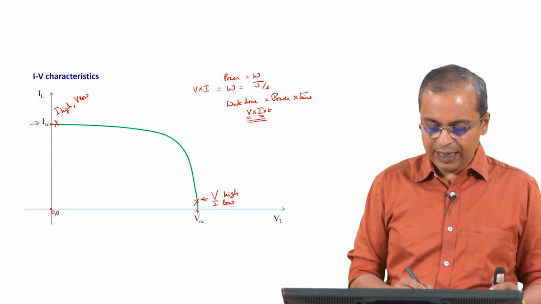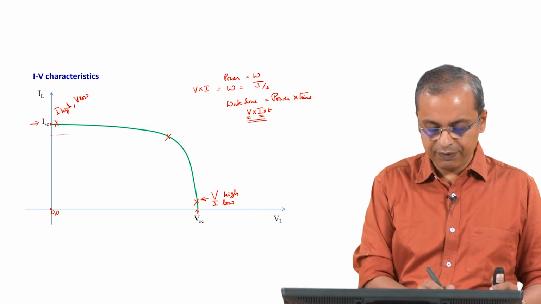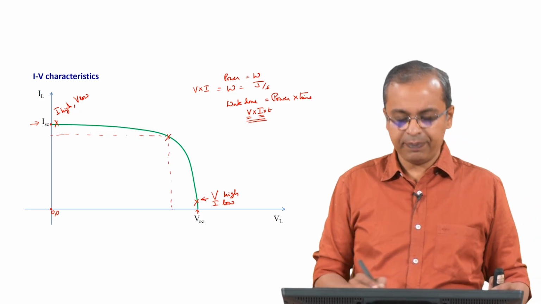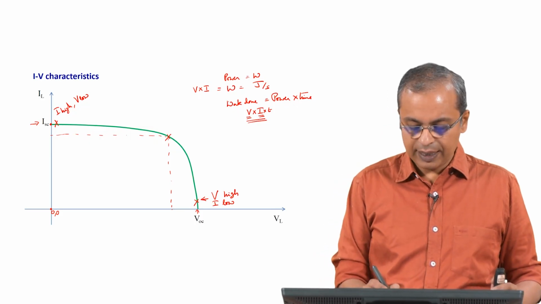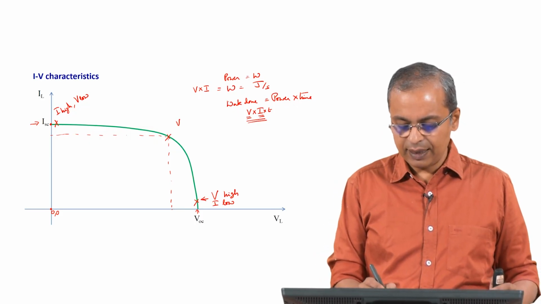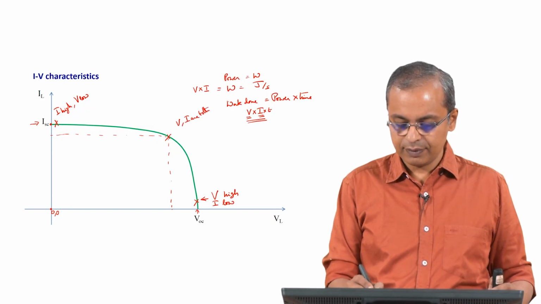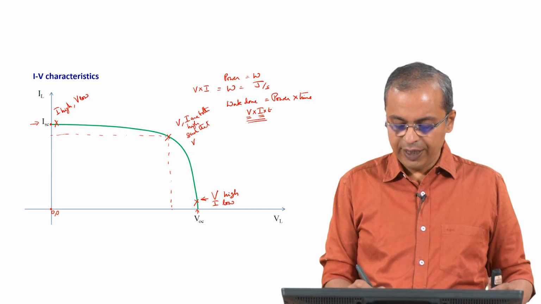If you do all the calculation, you will find that there is some point here. If you go through all the different possible combinations of V and I and optimize, you will get one particular point where V as well as I are both high, such that V into I is a maximum.